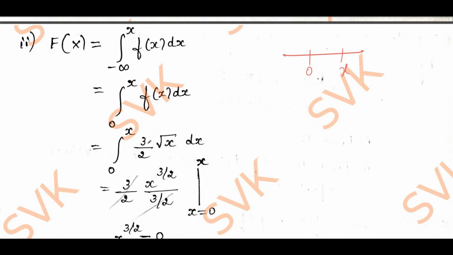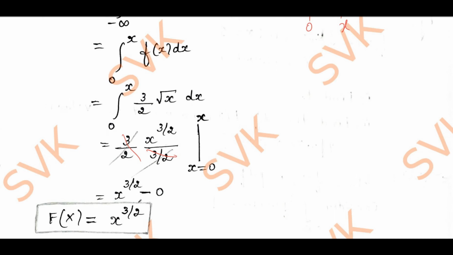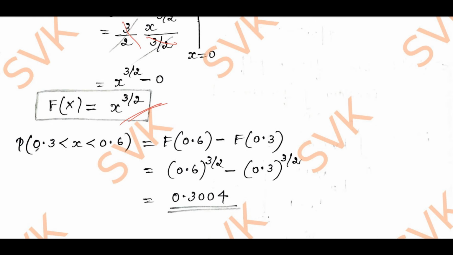So f of x has been defined as 3 by 2 root x dx. Integrating root x, we are going to get x power 3 by 2 divided by 3 by 2. Here 3 by 2, 3 by 2 get cancelled. We are left with x power 3 by 2. Substitute the limits. Upper limit x is x itself, x power 3 by 2 minus 0. So simplifying that, we are going to get capital F of x as x power 3 by 2. This is the CDF. Solving the remaining probability distribution.